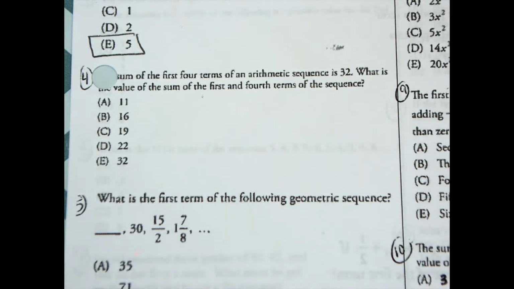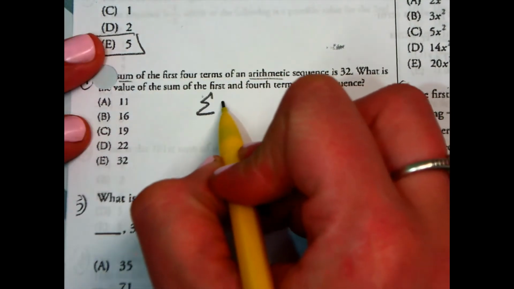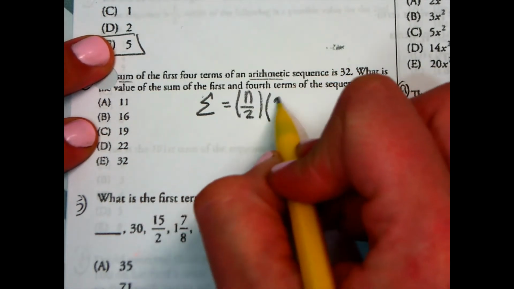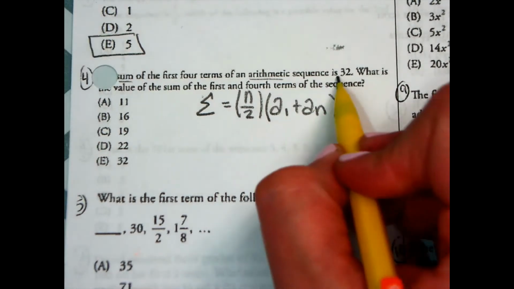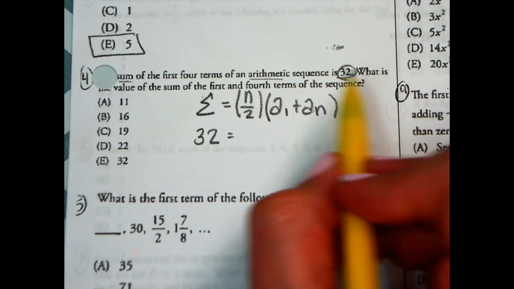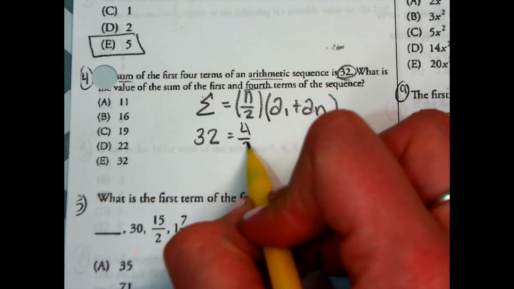What is the value of the sum of the first and fourth term? So it's telling you the sum, it's arithmetic. So the sigma formula is sigma equals n over 2 times a sub 1 plus a sub n. Well, it tells you that the sum is 32. We are working with 4 terms because we're working in the fourth, so our 4 over 2.